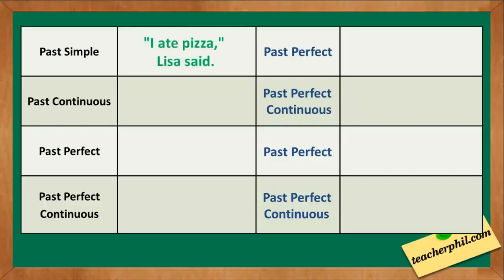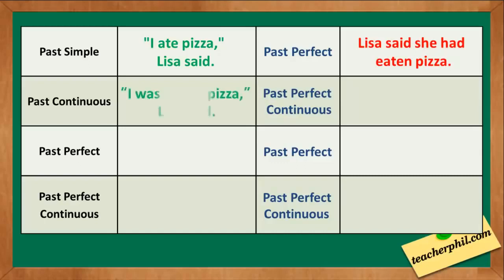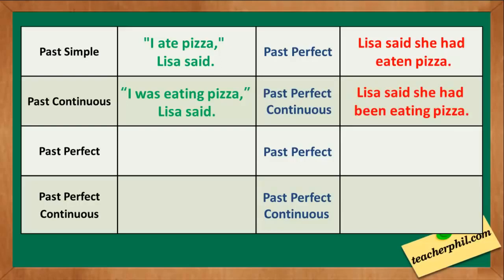Examples: I ate pizza, Lisa said. The indirect speech is Lisa said she had eaten pizza. For past continuous, we have I was eating pizza, Lisa said. It becomes past perfect continuous, which is Lisa said she had been eating pizza.